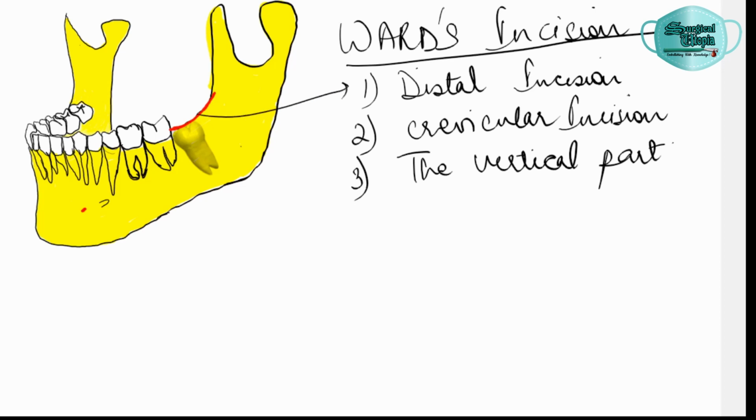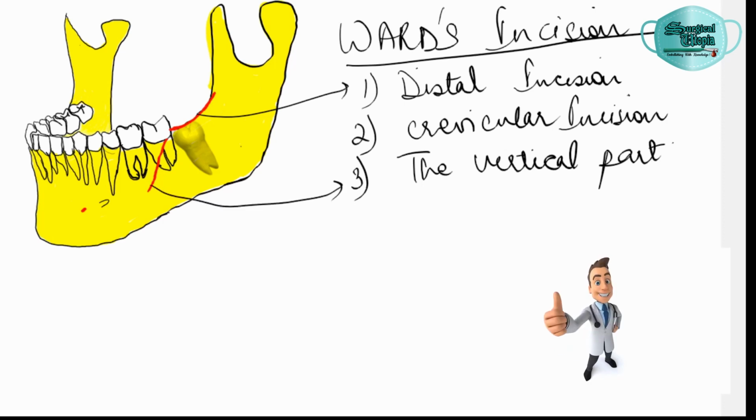Then comes the vertical part. The vertical incision will be given from the distobuccal line angle of the second molar, or the distobuccal cusp tip of the second molar, that is from here, and it will move in a downward and a forward direction, and it will coincide with the buccal groove of the tooth. So this is our vertical part.